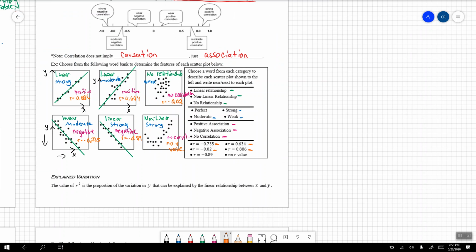All right, so here's what I have for those two. For the second to last, that was a linear correlation. It's very strong. It's a negative correlation, and the R value was negative 0.89. The very last one is not a linear correlation. All right, there is a correlation, but it's not linear.